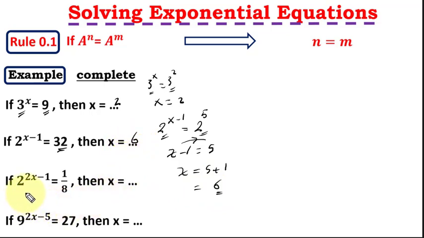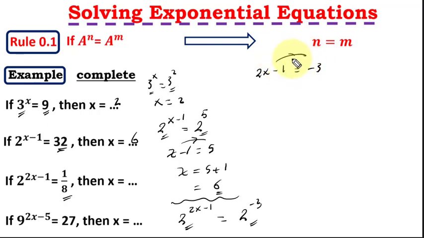The third one: 2 raised to the power 2x minus 1 equals 1 over 8. We studied before that the exponential form of 1 over 8 is 2 raised to the power -3. We can write it as 2 raised to the power 2x minus 1 equals 2 raised to the power -3. We will have the two bases the same. Then we will get 2x minus 1 equals -3.